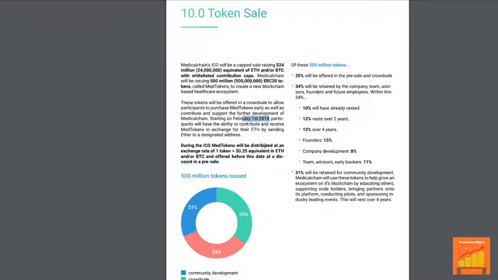During the ICO, tokens will be distributed at an exchange rate of 1 token to 25 cents equivalent of ETH or BTC. So there you go. Another useful piece of information. You're buying these tokens at the equivalent of 25 cents a token. That's a big piece of information. So when this hits the market, you should expect it, I'll put that in quotations, because you never know, should expect it to hit the market eventually at 1 token to 25 cents. Should. And it should, again, in quotations, go up from there.